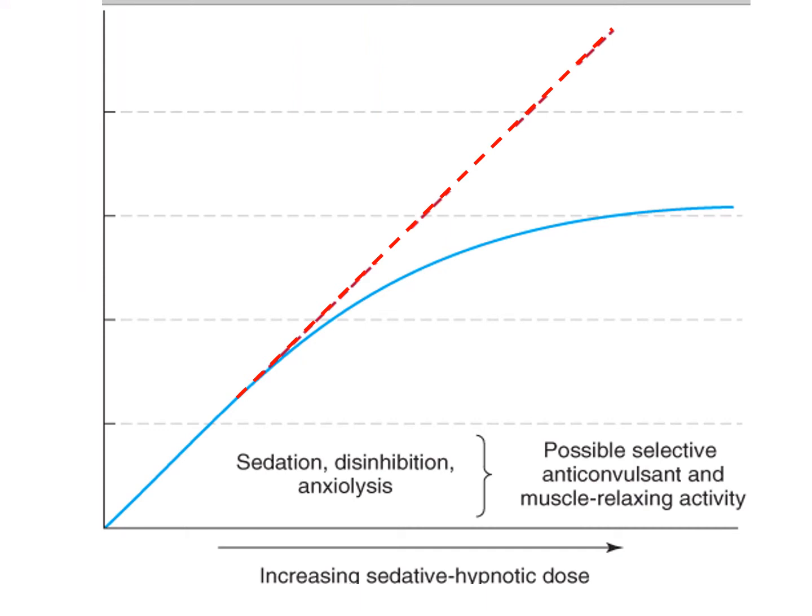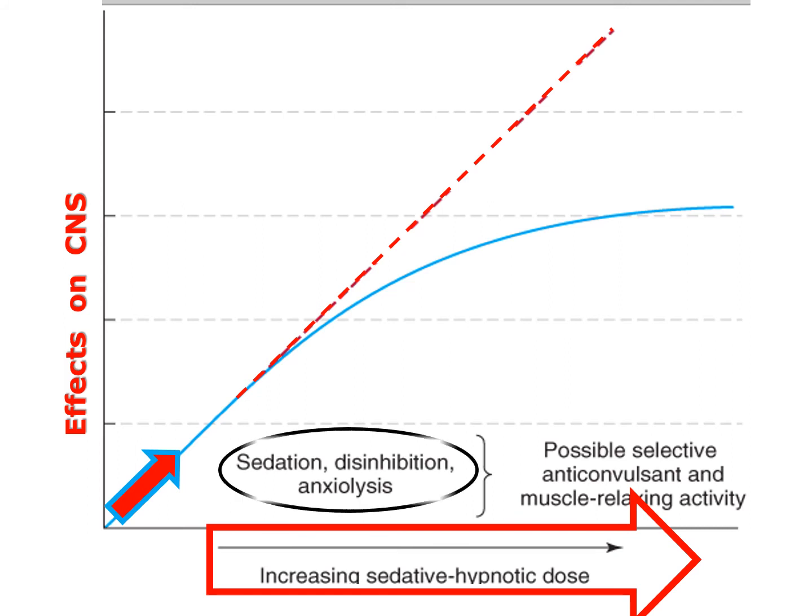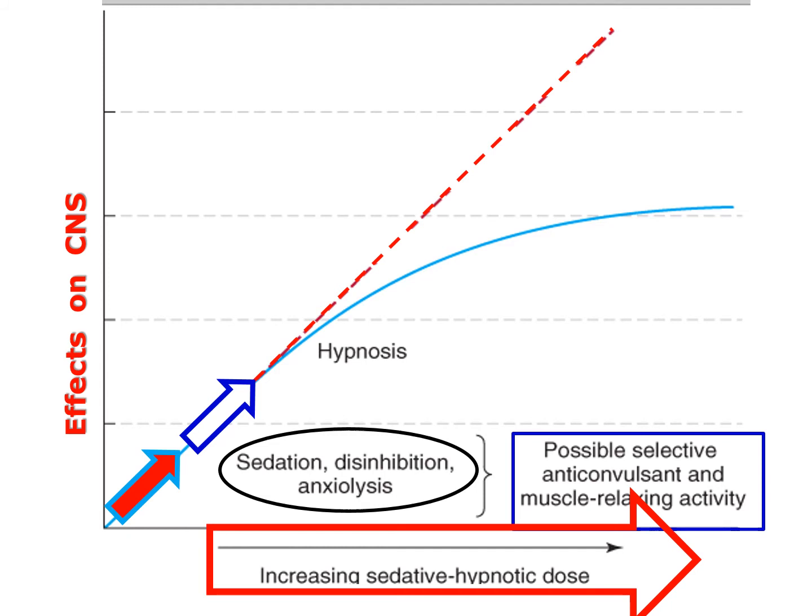Diagrammatically, if we increase a certain hypnotic dose, as we increase, gradually effects on the CNS are observed more and more. For example, initially there is sedation, disinhibition or anxiolysis. Even anticonvulsant and muscle relaxing effects can also be seen with the same dosages with which we are having anxiolytic effect. Remember, with a slight increase in dose, the patient may go into sleep, a hypnotic effect.